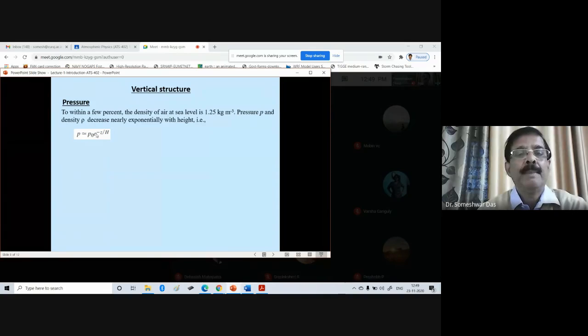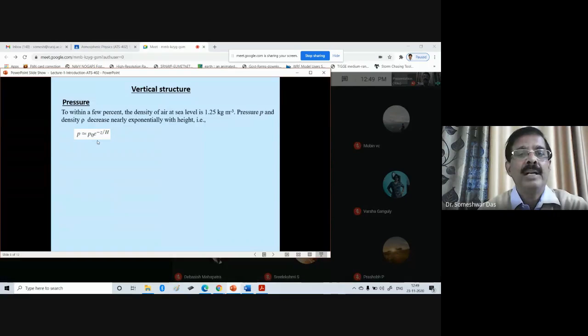P equal to P naught times exponential of minus z by h.